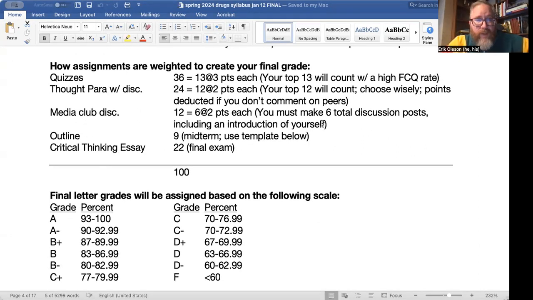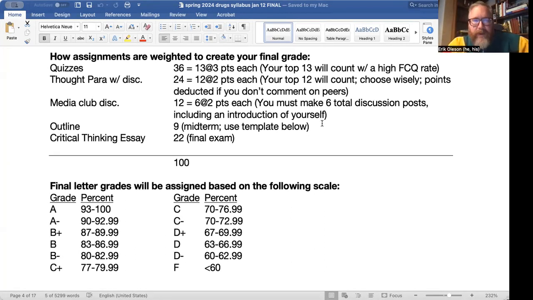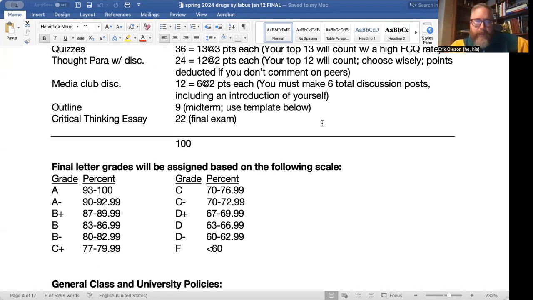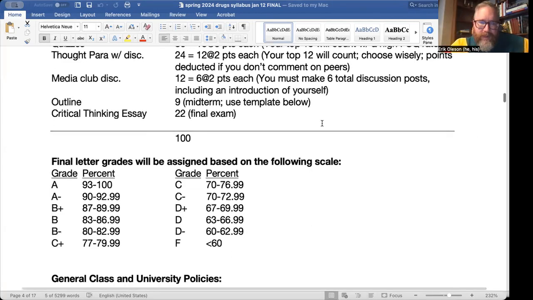So, about 1/3 of your grade will come from your quizzes. Another about 1/4 of your grade will come from the thought paragraphs. And another about 1/3 of the grade will come from the paper and media discussion posts. Really, it's about equal thirds. So 1/3 from your quizzes, a little under 1/3 for the thought paragraphs, and then a little over 1/3 for the media discussion assignment, only because there is the essay involved in that.